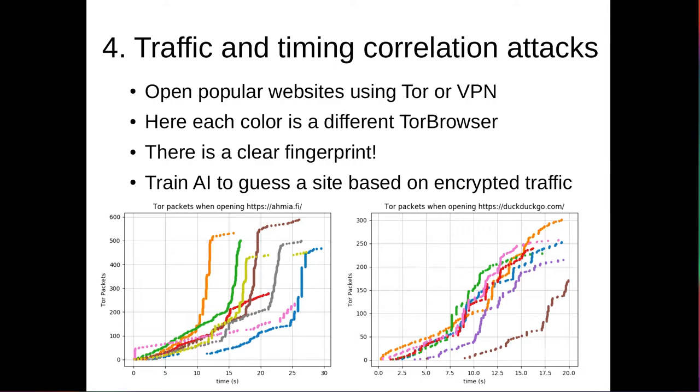But there is one but here. The number of false positives is high. And this is because there is always a website online that looks like another website based on this fingerprint. So I'm definitely sure that there are hundreds or thousands of sites that look like ahmia.fi according to this downloading packet pattern when I'm opening the website. So the number of false positives is high, and that's actually the best protection against this at the moment.